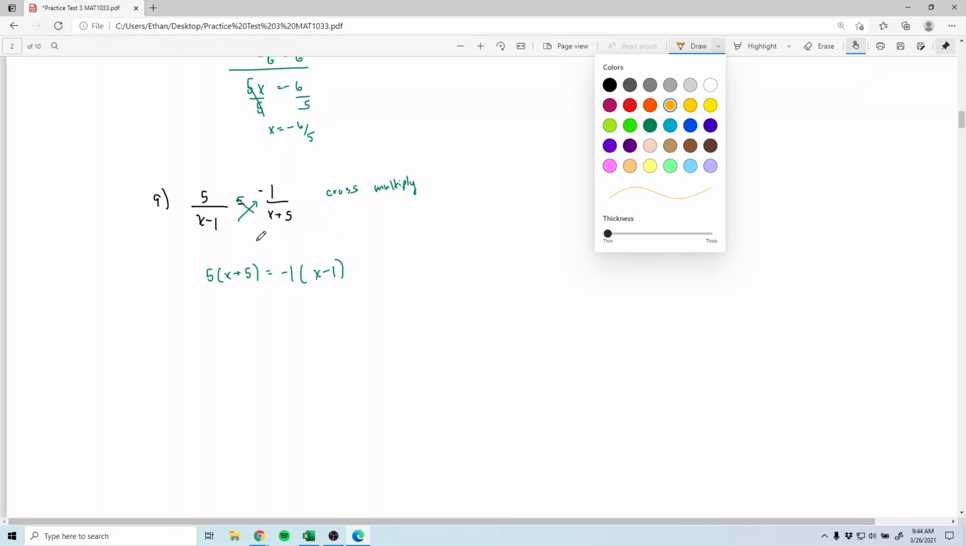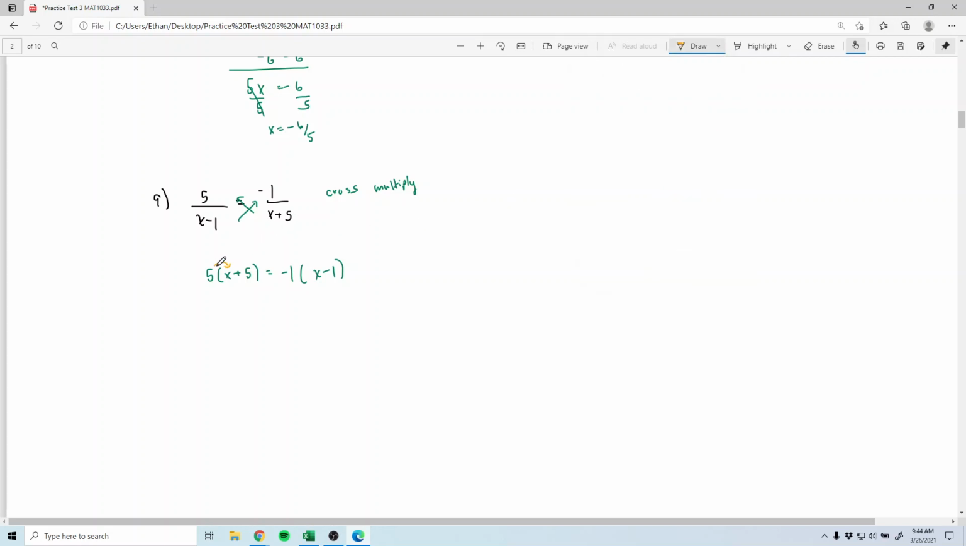Okay, so now we want to solve this equation. Got to get rid of the parentheses, which means we'll just distribute on each side. You get 5x plus 5 times 5 is 25 equals negative 1 times x. And then negative 1 times negative 1 is positive 1.